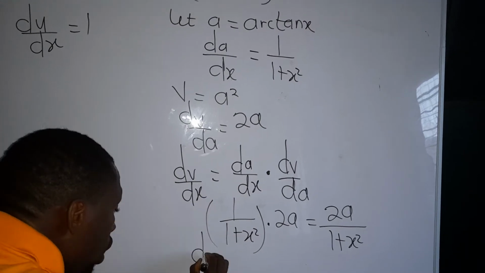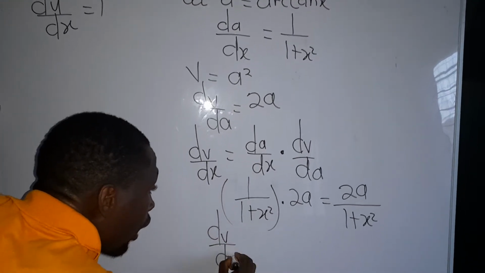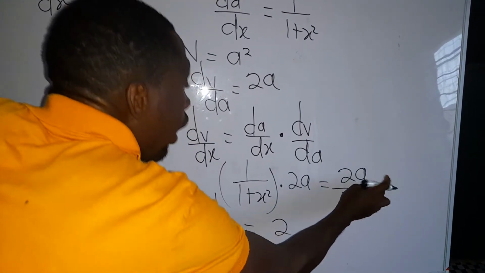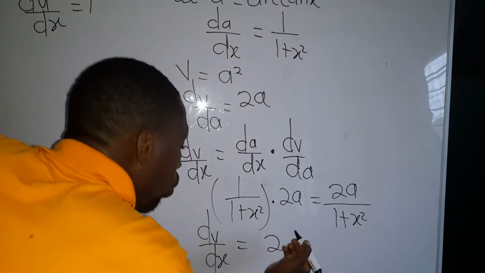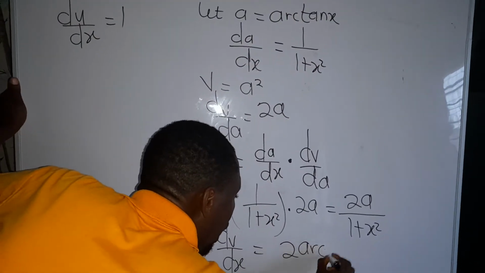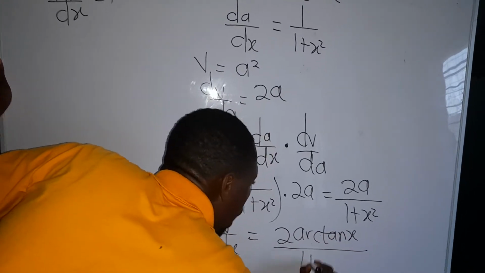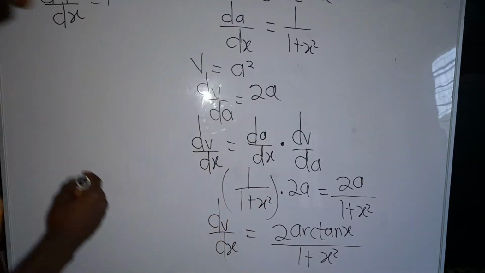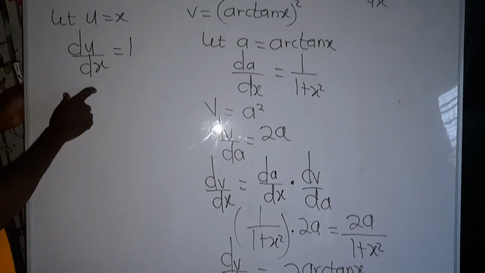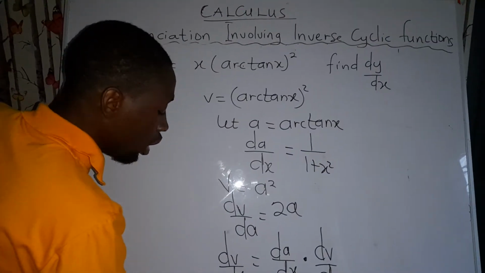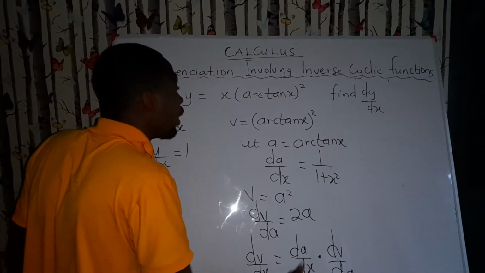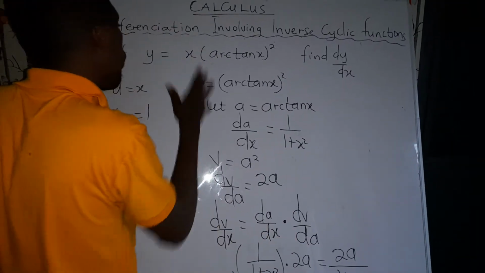So our dv over dx will be equal to 2 times a. What's our a? a is arctan x. So we substitute, and we have 2 arctan x all over 1 plus x squared. So now we know our du over dx. We know dv over dx. We apply the product rule to differentiate that.